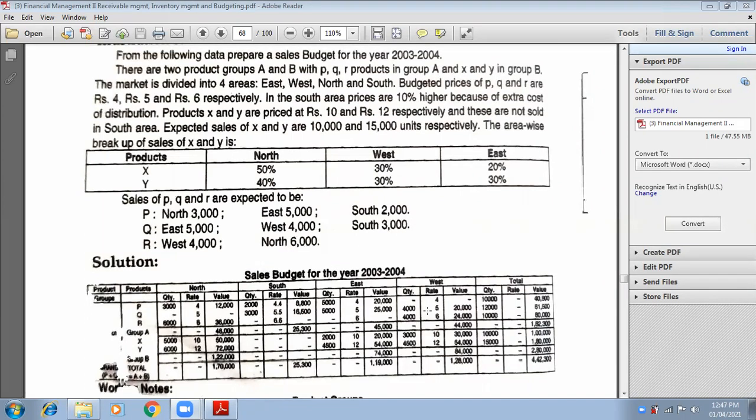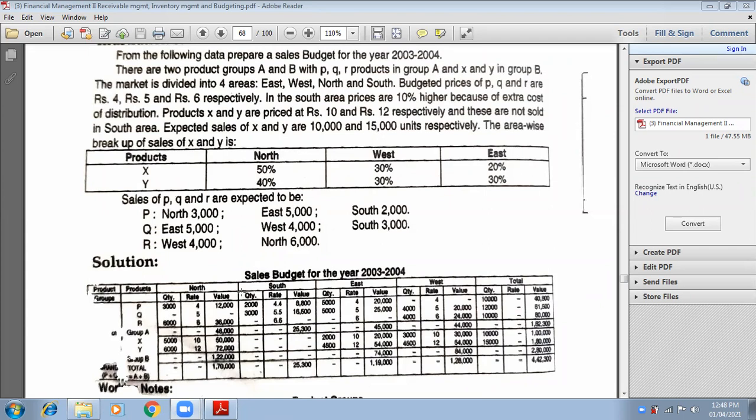West 4,000 into 5. Rate is 5 rupees. So 4,000 into 5 will become how much? 20,000. Very good. And last, south. But remember, in south 10% higher prices are there for P, Q and R. For all of them, in the south area, 10% higher price.